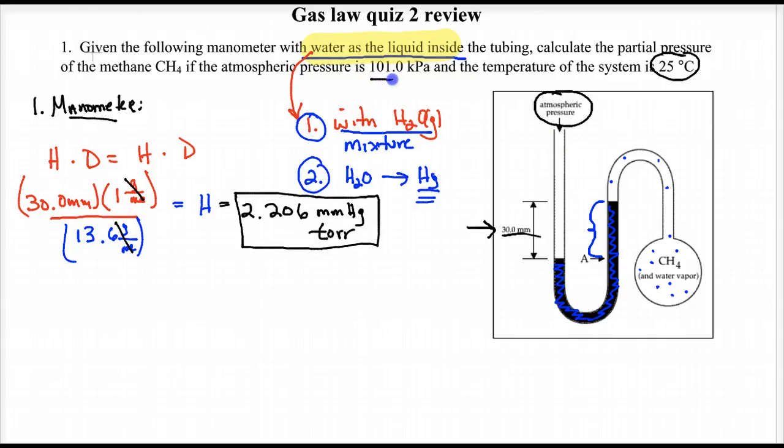Well, the total pressure is 101.0 kilopascals. For those that don't have it, I made a mistake. This is actually 101.0 kilopascals. So if you're following along with me and you didn't realize I made that mistake, I feel bad.